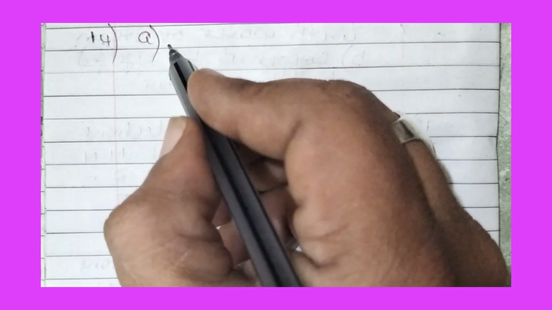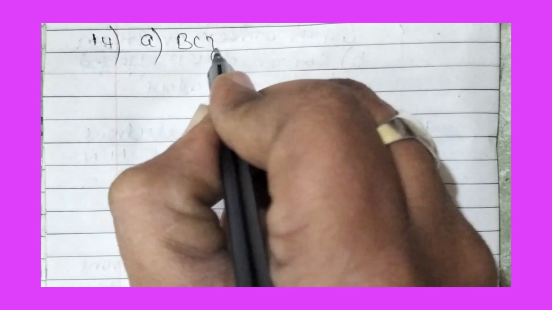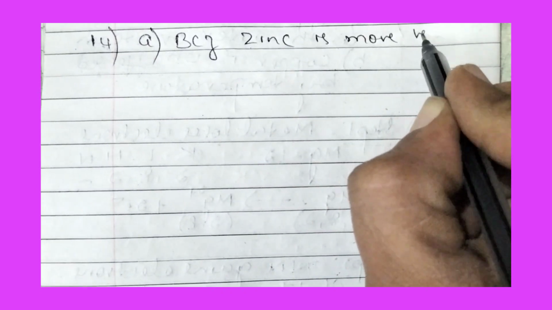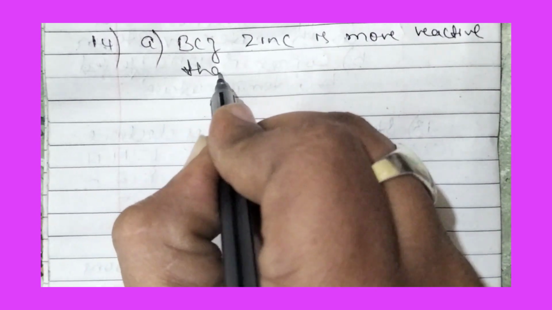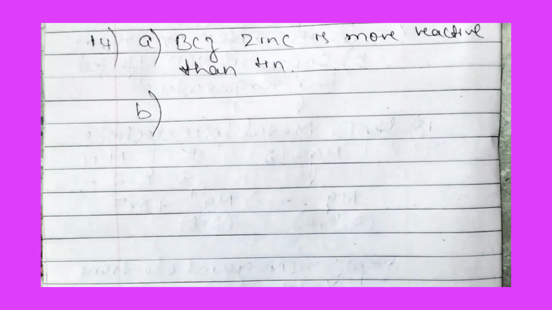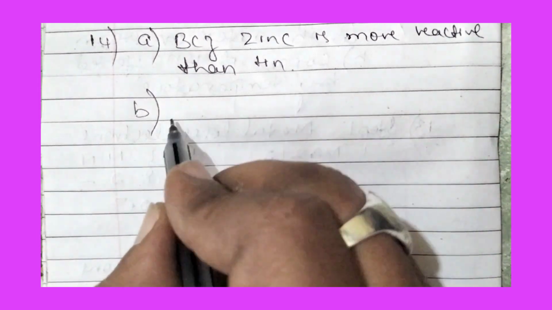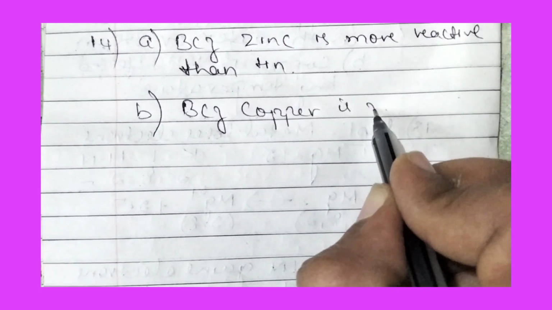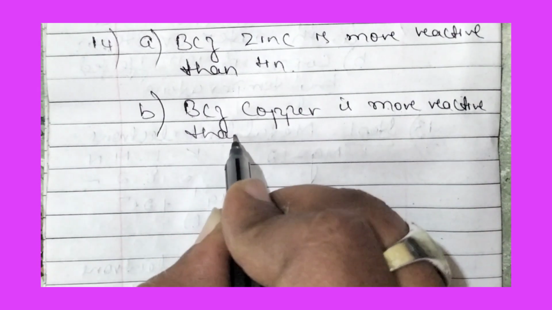So 14th, give reason. First question, food cans are coated with tin rather than zinc because zinc is more reactive than tin. That's why tin is used. Then we can store copper sulfate solution in a silver vessel, but not silver nitrate in a copper vessel, because copper is more reactive than silver.